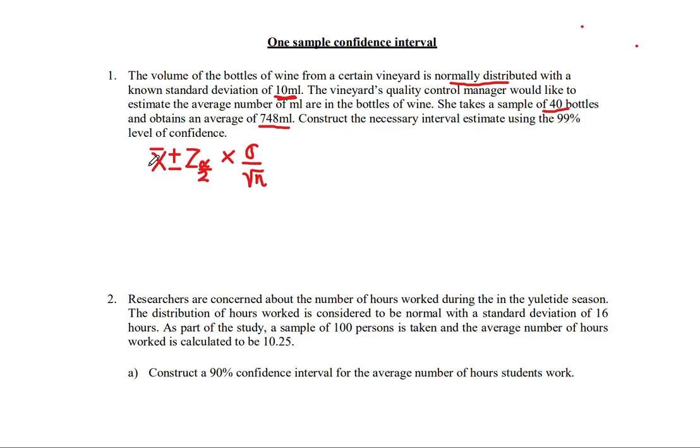So we're going to insert here x bar, which is our sample mean. We were told that a sample of 40 bottles obtained an average of 748 milliliters. So this 748 represents the sample mean x bar. Plus or minus z alpha over 2. This is going to be the z table reading, which is based on the level of confidence of the estimate. The level of confidence of the estimate here is 99%.